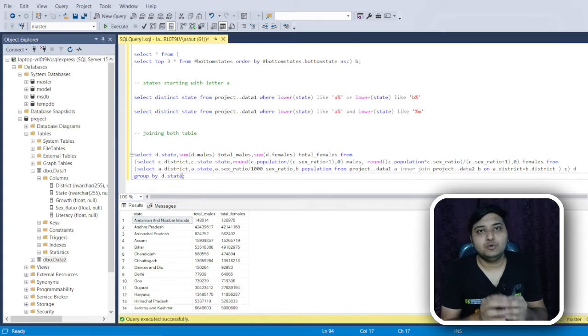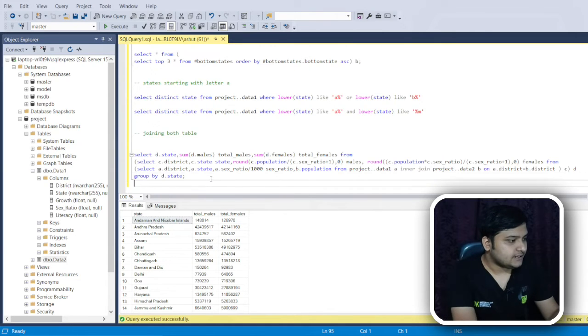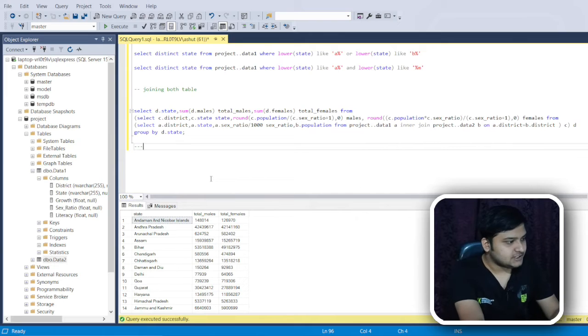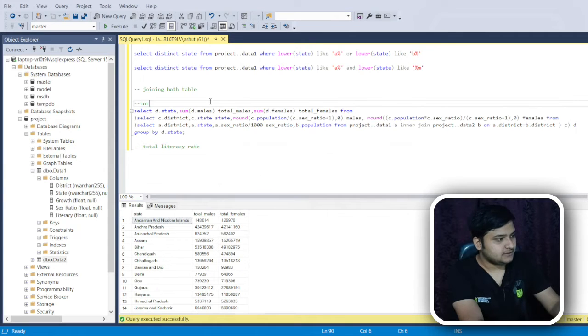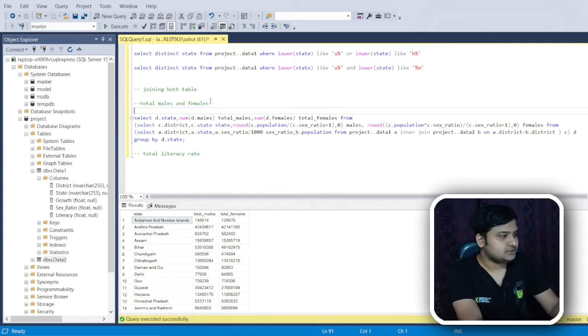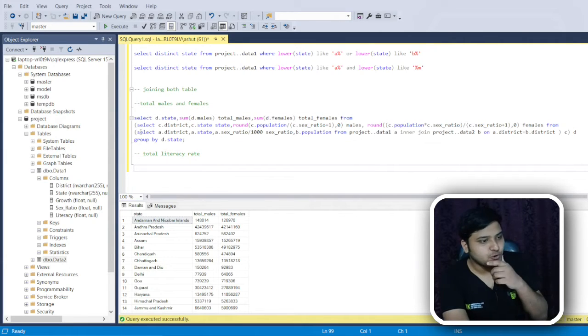Similarly, we can calculate the total literacy rate in each of the states. So let us see which state is the highest in the literacy rate. Whatever we have done here, we'll just do some minute changes here. So this is the total literacy rate which we are calculating here. Here we calculated the total males and females in the population. So to calculate the total literacy rate, first of all we'll be joining both the tables.